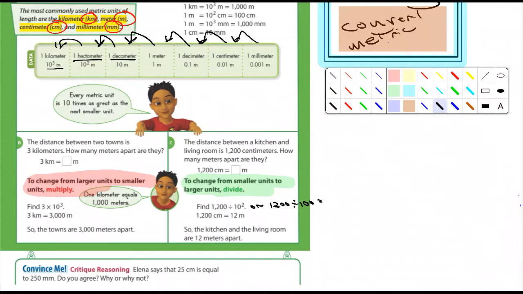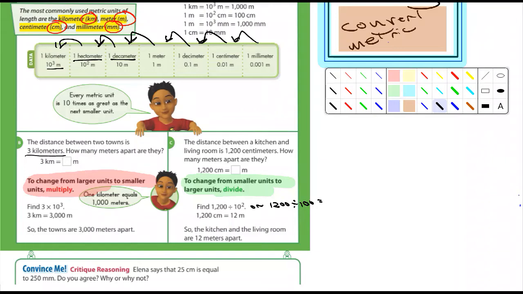It says the distance between 2 towns is 3 kilometers. How many meters are they apart? Well, how many meters are in 1 kilometer? It's 1,000. So they are 3,000 meters apart.